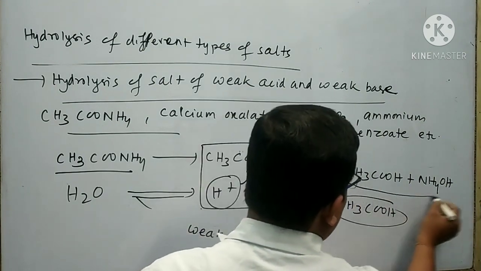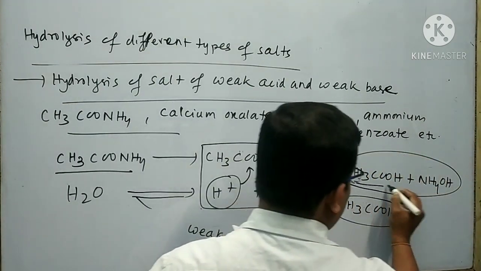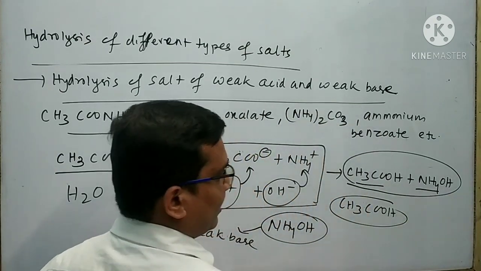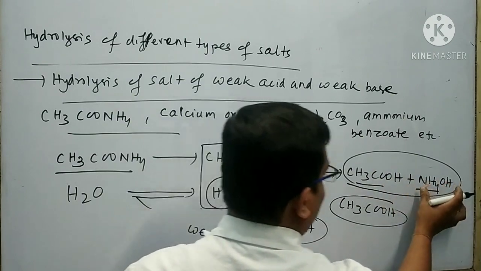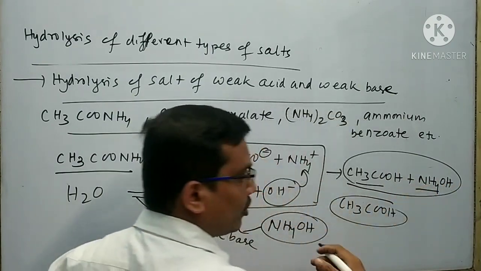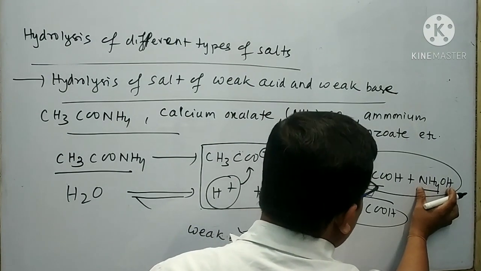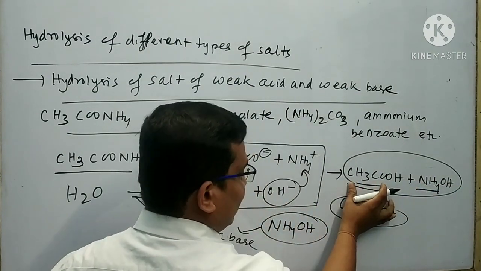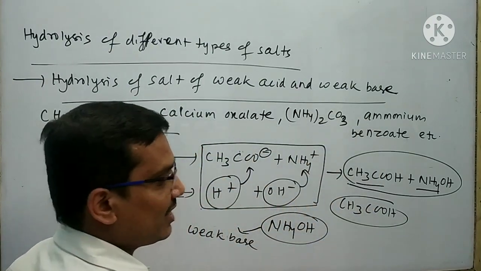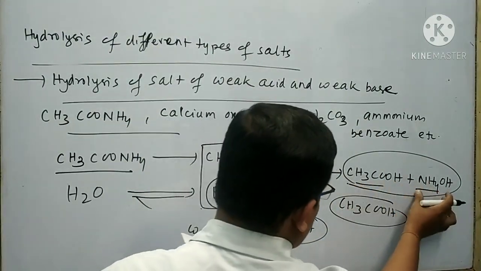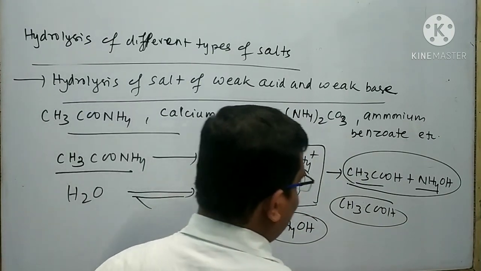The nature of such type of solution depends upon the strength of these two species. If the strength of this acid is more than this base, then the solution is said to be acidic. If the strength of this base is more than the strength of this acid, then the solution is said to be basic in nature. If both the species have the same strength, then the solution is said to be neutral.